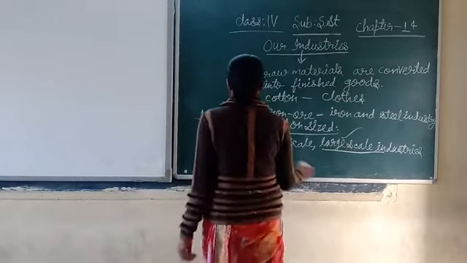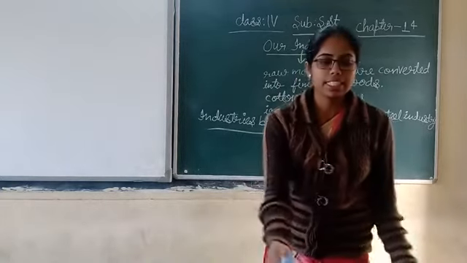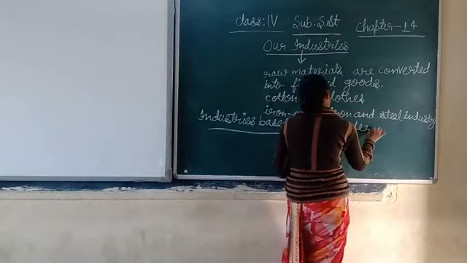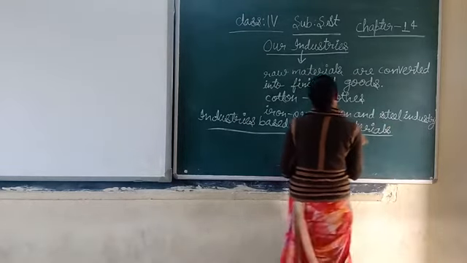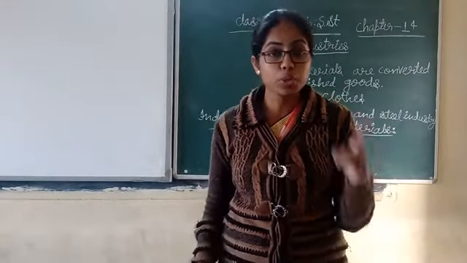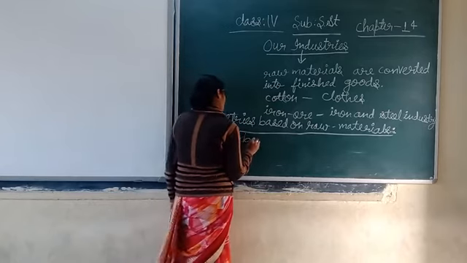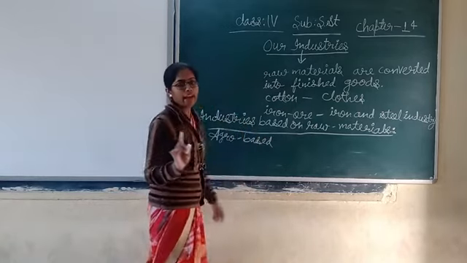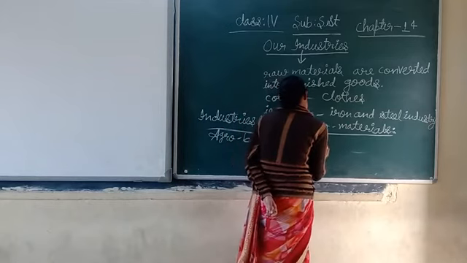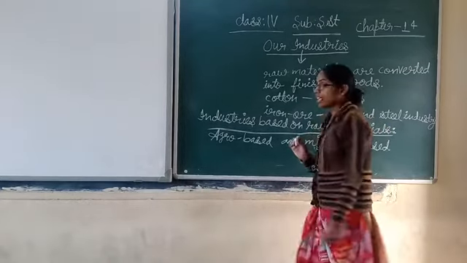Now we will discuss industries based on raw materials. Based on raw materials, industries can be divided into two types. First one, agro-based industries, and then mineral-based industries. Agro-based and mineral-based industries.